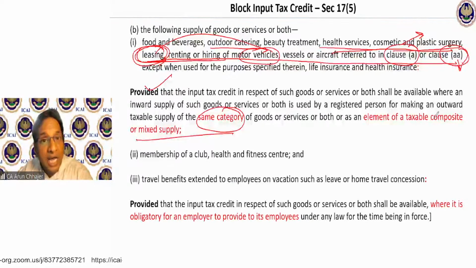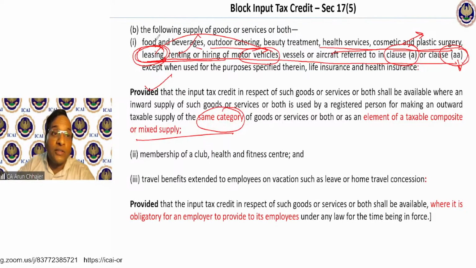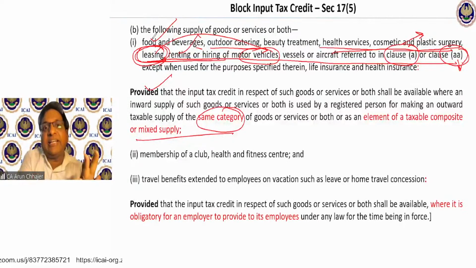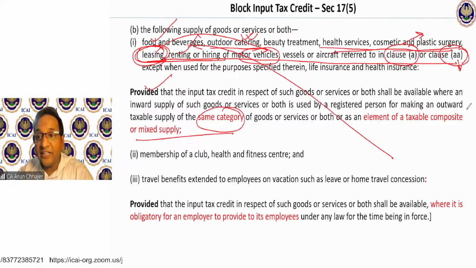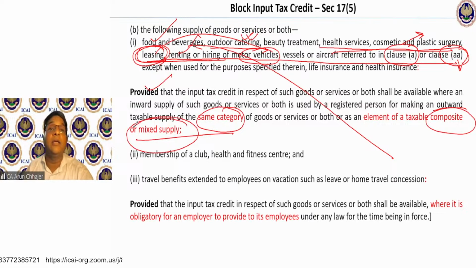Suppose my outward supply is renting of motor vehicle, I can take the ITC. My outward supply of food and beverages, I am not restricted by 17(5)(b). Suppose my outward supply is outdoor catering, and I'm charging the rate, I can take the ITC. It is not restricted. Even if it is not a one-to-one supply but a composite supply or mixed supply, you can take the ITC. This part is very, very important.